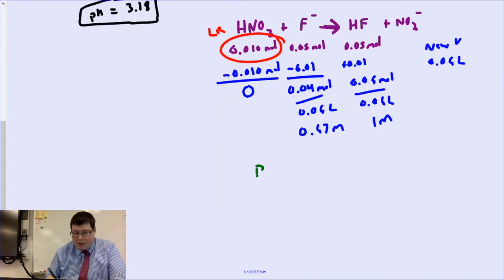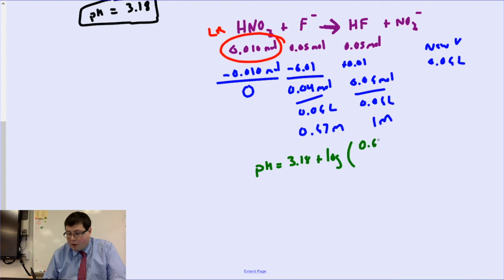I'm going to just extend the page a bit. The pH is going to be the pKa, which we know is 3.18, plus the log of my base concentration, 0.67, divided by my acid concentration, which is 1. When I plug that in my calculator, I get a pH of 3.0.